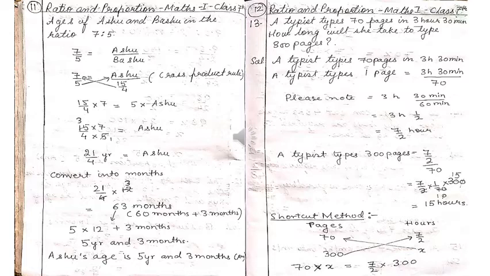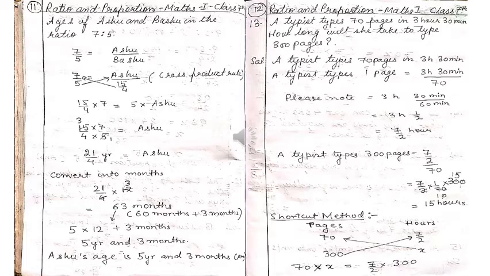It is a bit confusing, so what you try to do is convert this first into months and then convert into years. So for converting it, you multiply it with 12, and then it is coming 63 months. So 63 months can be broken by splitting it into 60 months plus 3 months. So 60 months is 5 years, because 1 year has 12 months. So if you divide it by 12, it is coming 5. Now this one, and then these 3 months. So 5 years and 3 months will be the age of Ashu.